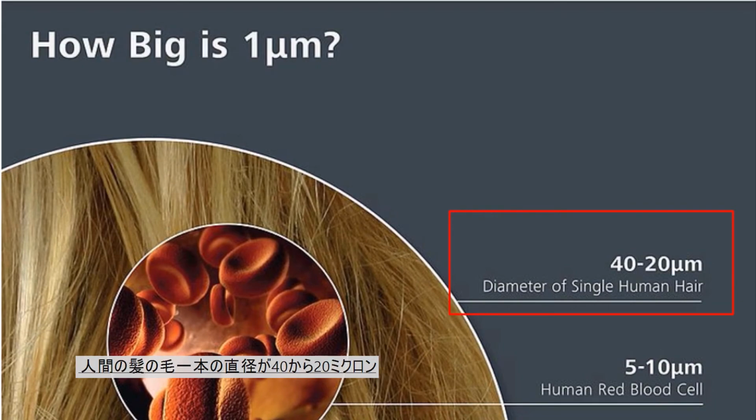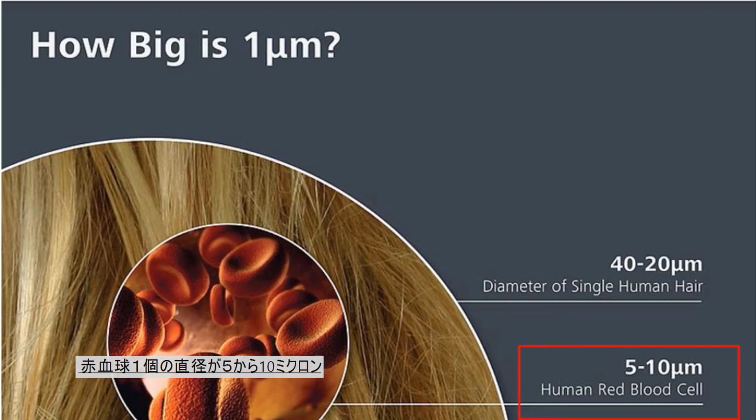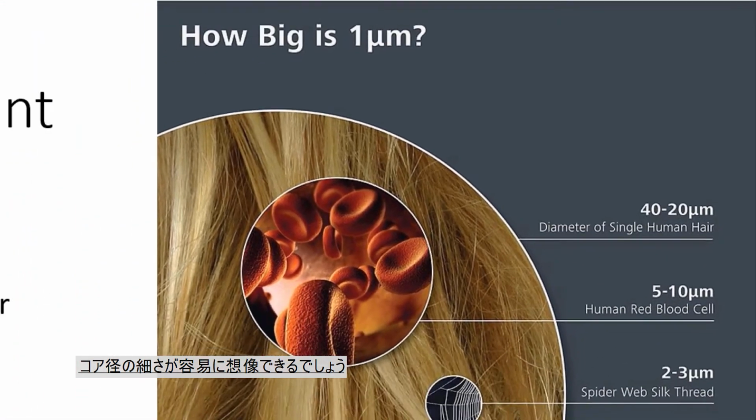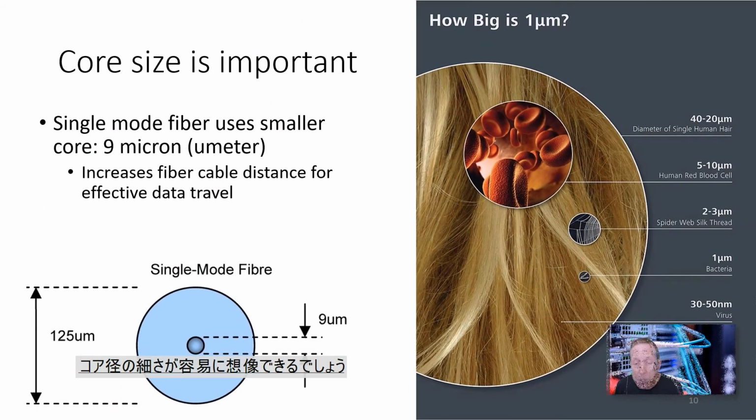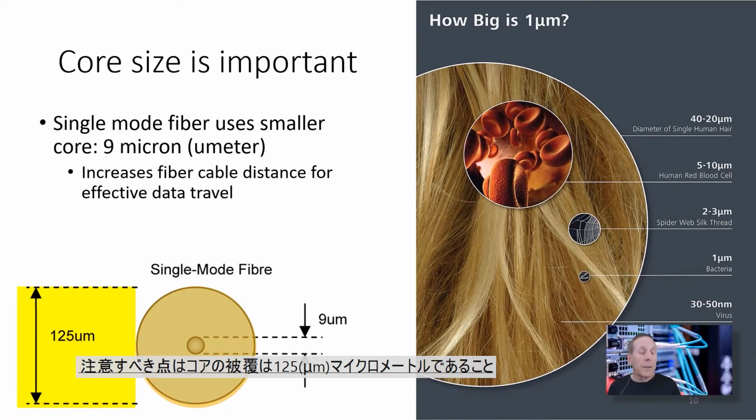A diameter of a single human hair, 40 microns to 20 microns, or a human red blood cell, 5 microns to 10 microns. Kind of gives you a perspective of how small that single mode core is. Keep in mind the cladding around that 9 micrometer core is still 125 micrometers.